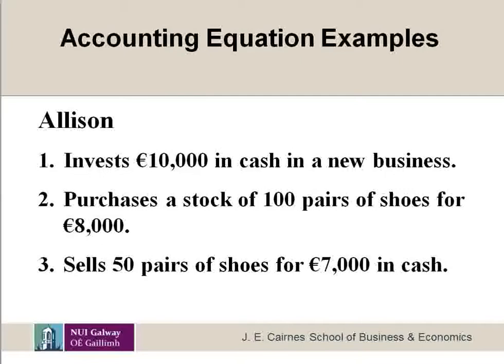We'll just look at a small example here. So we have Alison, and she invests 10,000 euro in cash in a new business, and she uses some of this money to purchase a stock of 100 pairs of shoes for 8,000 euro, and she sells 50 pairs of shoes for 7,000 euro in cash.